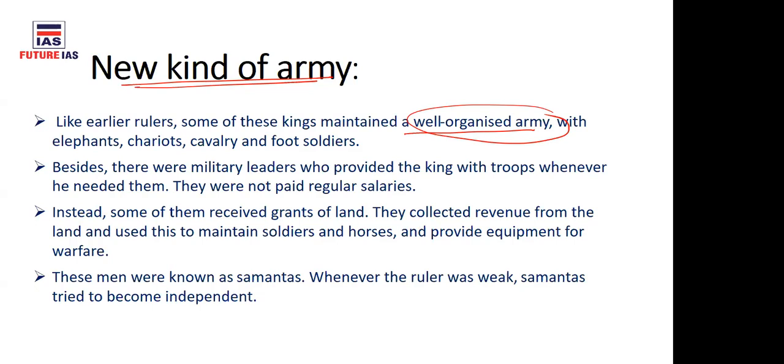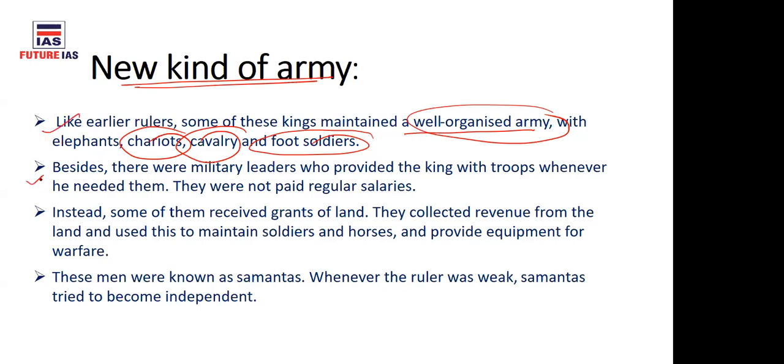This army at that time consisted of elephants, which were used for marching of the armed forces, the chariots, which were basically used by some of the royal persons, the cavalry, and you have some foot soldiers also. So these were the composition of the well organized army. They were well disciplined, and they were manned and maintained by the king himself.